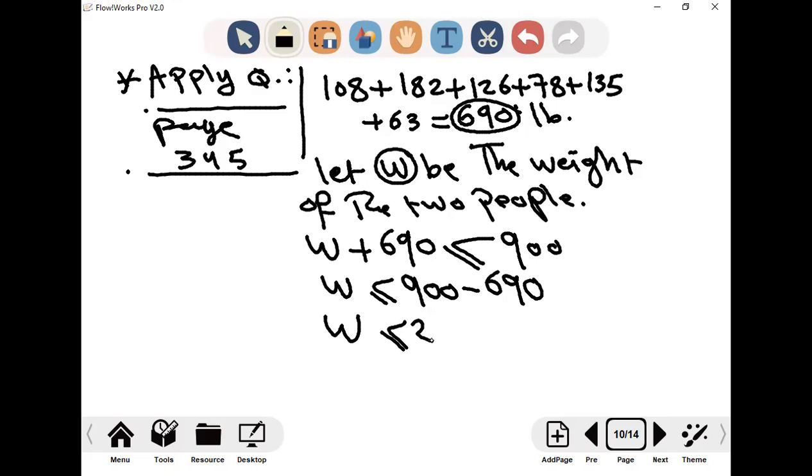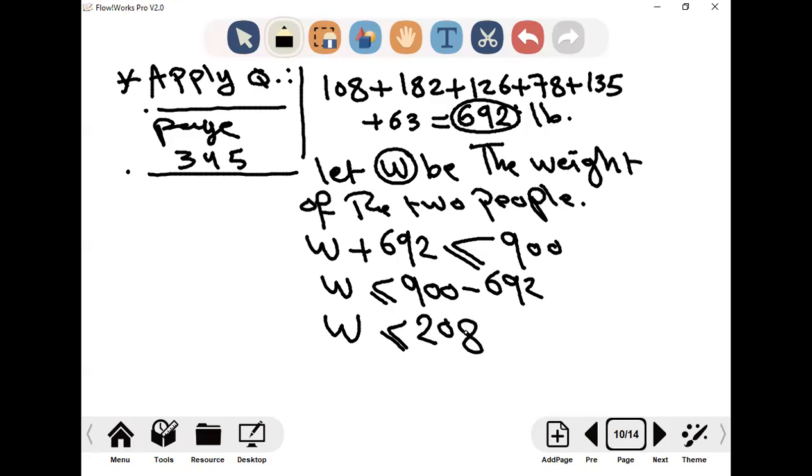No, we have something wrong. Wait. Are you sure? Are we sure about the adding? Yeah, this one 692. Just fix it here. 92, okay? Now 900 minus 692 is 208.